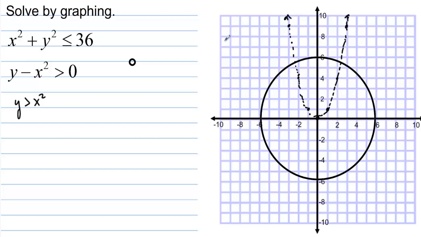Now, if we want all of the points with a radius less than 6, that's going to be inside the circle. So first of all, we're inside the circle, and then we want all points that are above the parabola y equals x squared, and we end up having this region in here. So above the parabola, but yet inside the circle. So that's the region right there that we're looking for.